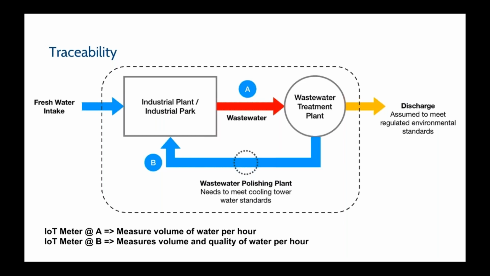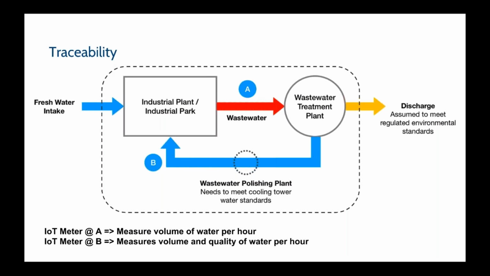So let's say we install meters at 2 points: one IoT meter is installed at point A, a second IoT meter is installed at point B. The meter at point A measures volume of water per hour, and it reports the data point every hour. It only measures volume. We don't need quality measurement at point A because we know that the water does not meet any quality standards because it is actual wastewater produced by that industry. Then we have the IoT meter at point B, which measures volume and quality of water per hour. So meter B is doing both measurements of volume as well as quality.